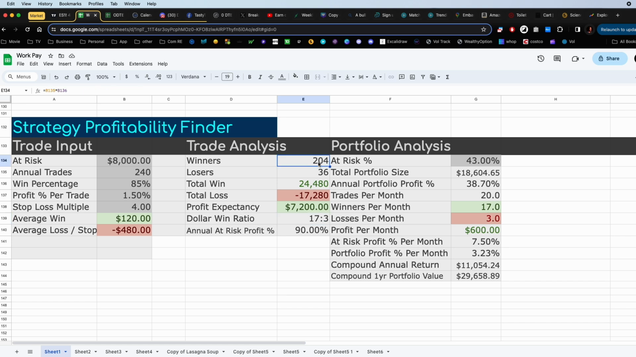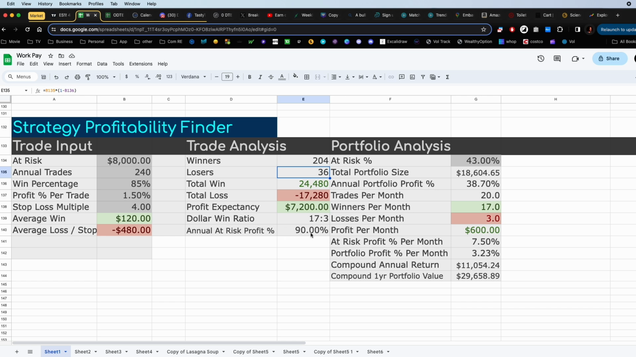if I reduce 204 trade winners and 36 losers down to the lowest common denominator, that brings me down to 17-3 as far as a win ratio. So basically for every 17 trades that I win, I'm going to lose 3. And for my purposes, that comes out to 20 trades, and that's about a month's worth of trades, which helps me psychologically think in my head, okay, so as long as I lose a little bit less than a trade a week, then I'm going to be profitable in this particular strategy.